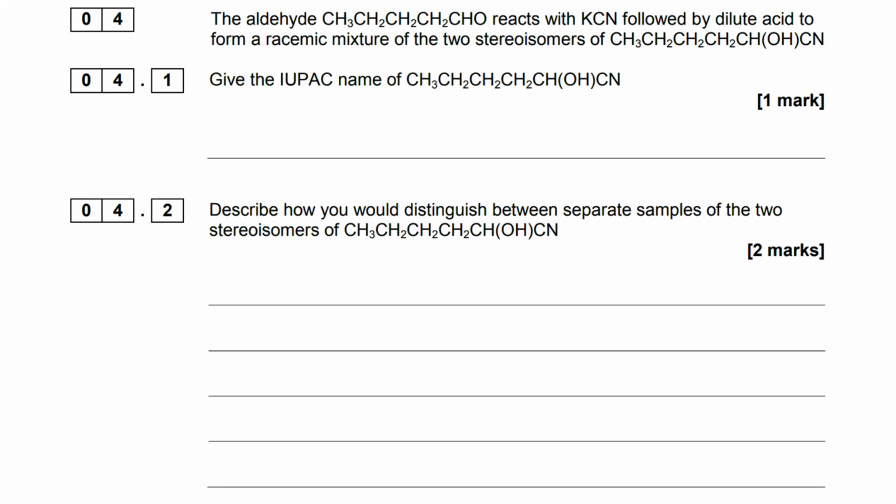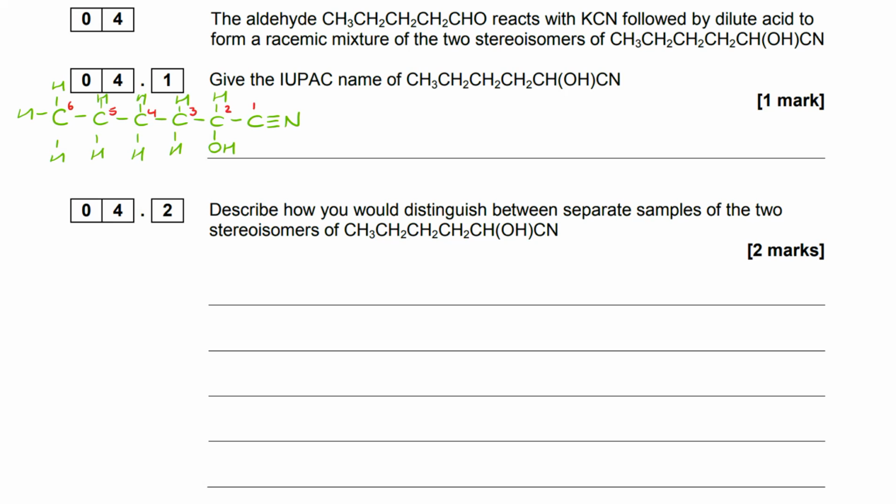Dealing here with aldehydes reacting with KCN and dilute acid, so we can see what the reactants and the products are, and our first question is to give the IUPAC name of what is provided. I think it's always worth, if you have the time, drawing these out so you can very clearly see them.